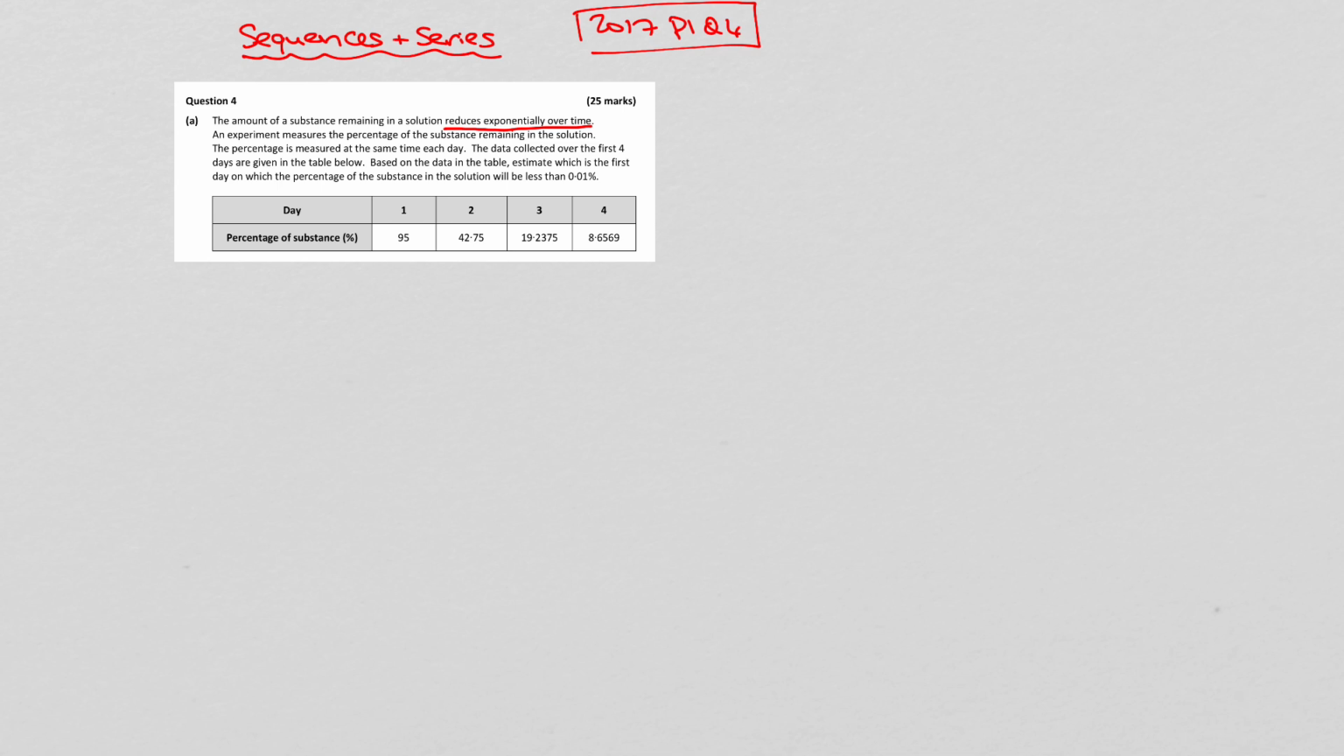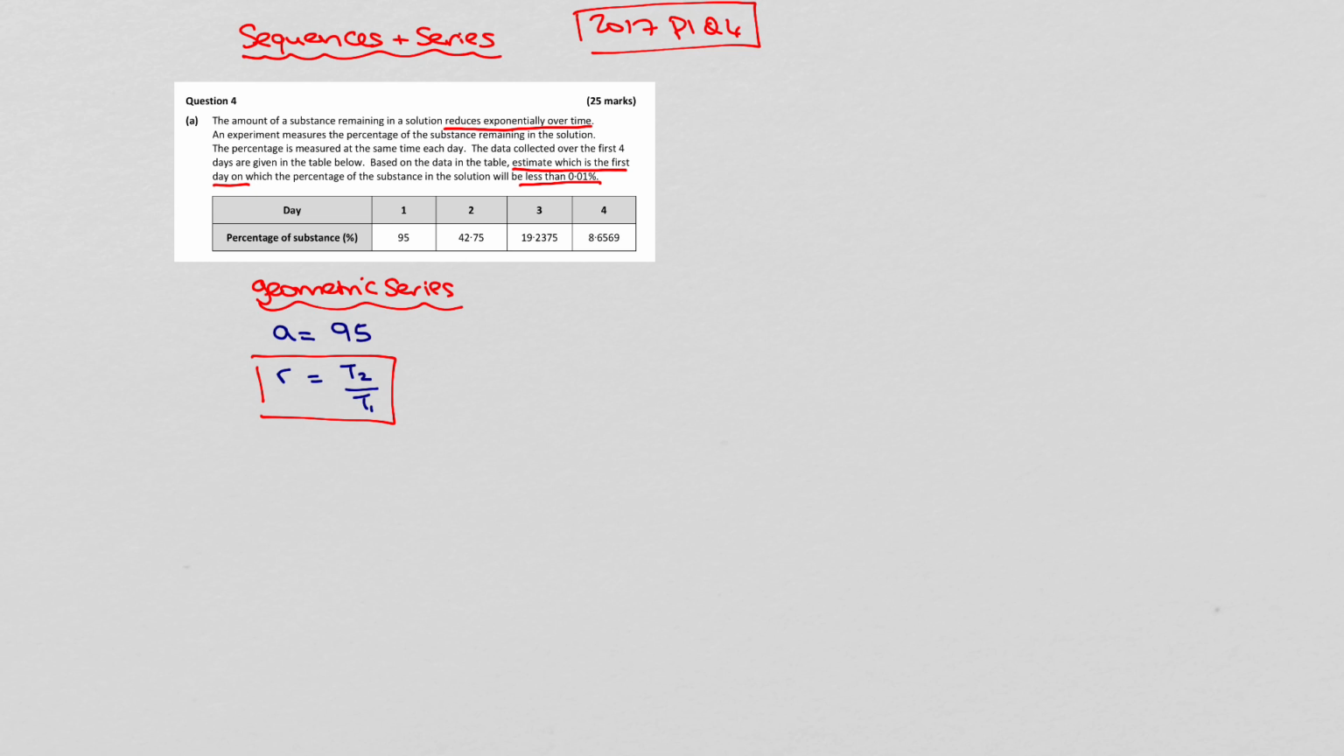So based on the table, what we have to do is estimate on which day the percentage is first going to be less than 0.01%. The fact that we're told that it reduces exponentially over time tells me that this must be a geometric series. So for the geometric series, we can write down our first term, a, is 95, and then we can work out our common ratio. Our common ratio is the second term divided by the first term.